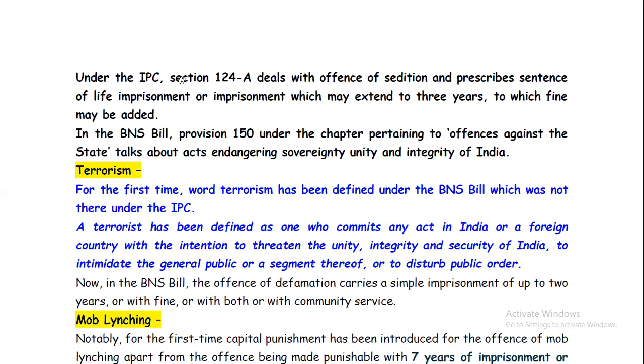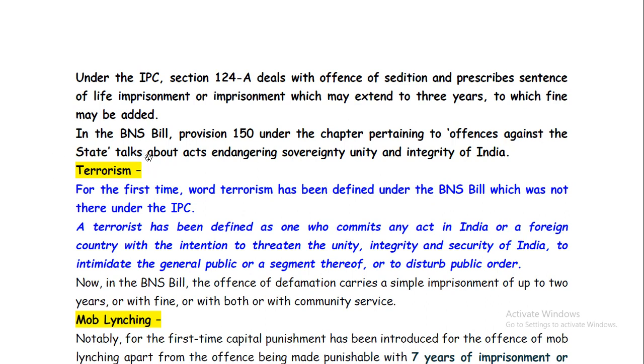That was IPC Section 124A dealing with sedition and its terms, like life imprisonment or imprisonment that may extend to 3 years, with a fine. Now, in the currently introduced BNS bill, provision 150, under the chapter pertaining to offenses against the state, talks about acts endangering sovereignty, unity, and integrity of India. Now it is properly made clear under which conditions it will specify sedition cases. Instead of the term sedition directly, it now says offenses against the state.